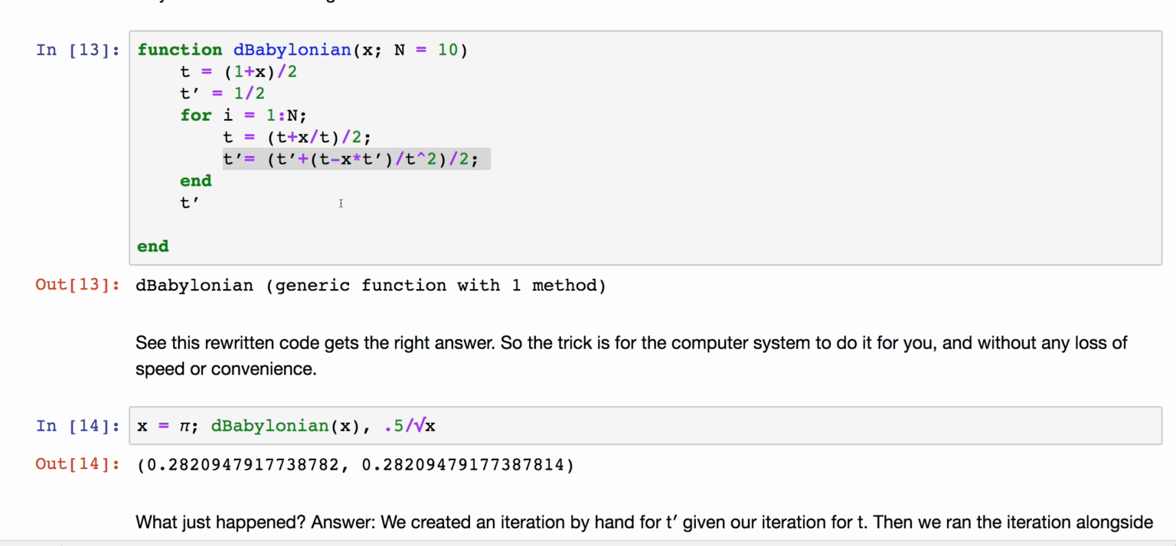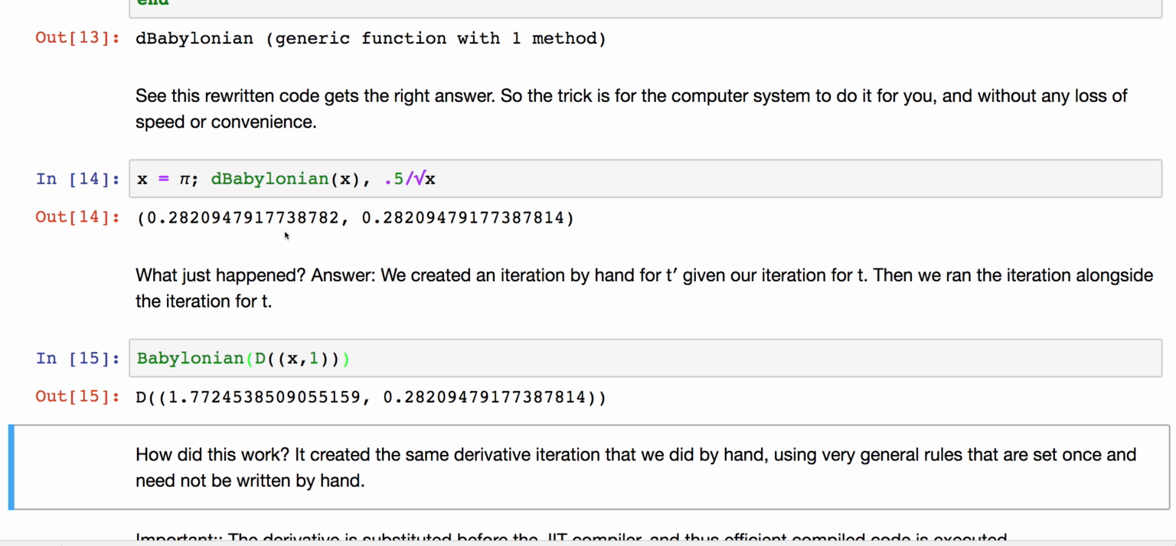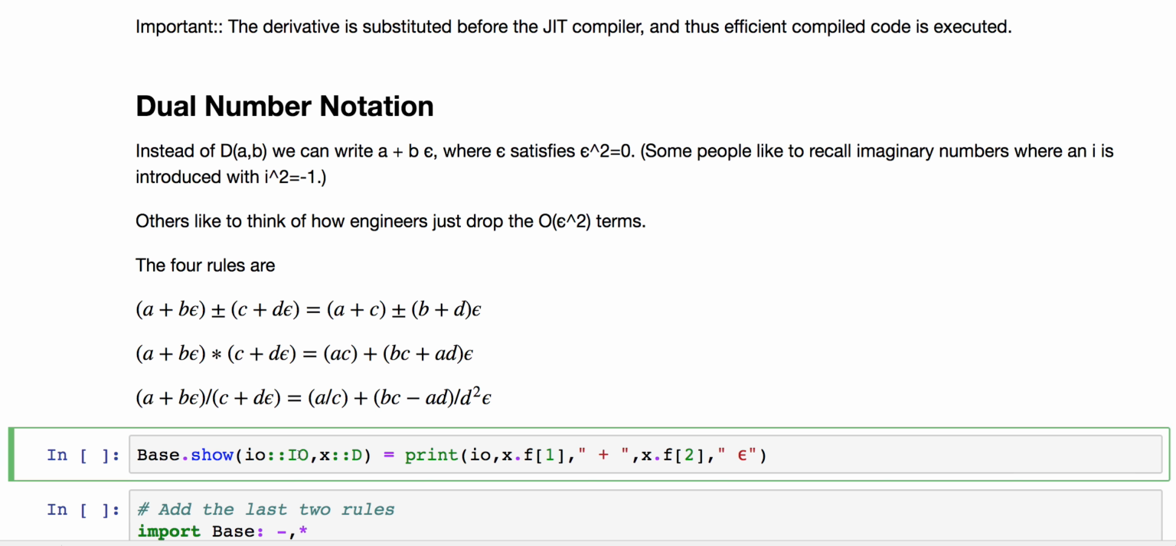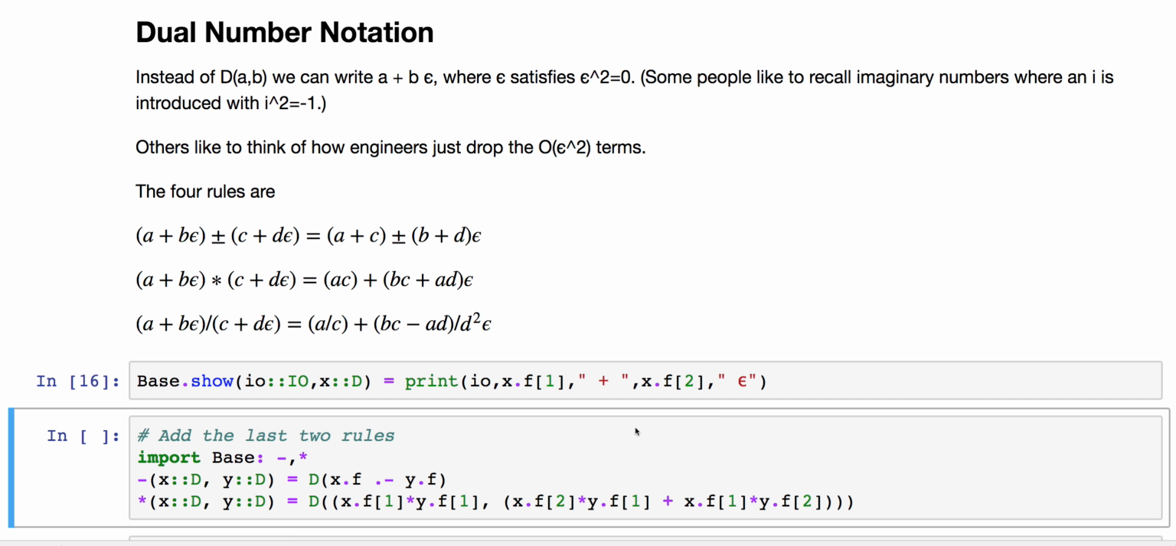And it's through the magic of multiple dispatch that you don't even have to do source-to-source translations like people used to do in the old days with Fortran. We don't have to run it through some sort of translator. Just at the runtime, the JIT compiler understands that every operation is going to be run as a dual number and not as the original number. And so here I can show you a little bit more with dual number notation, which is sort of fun to show you in Julia.